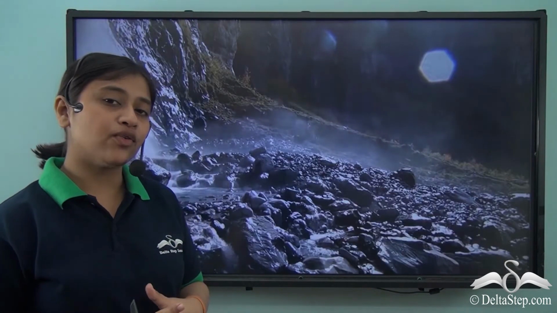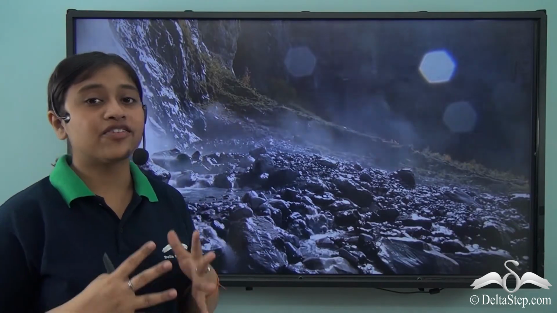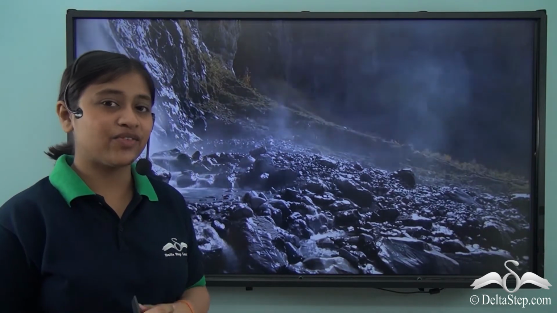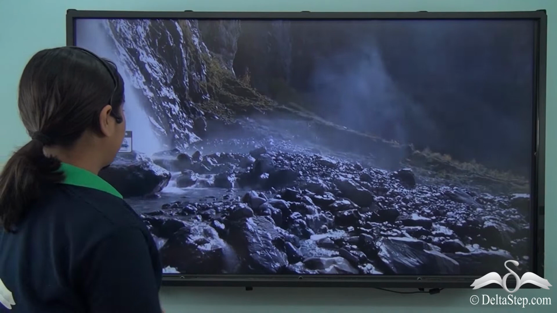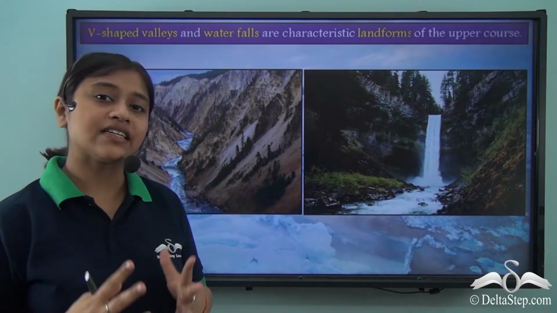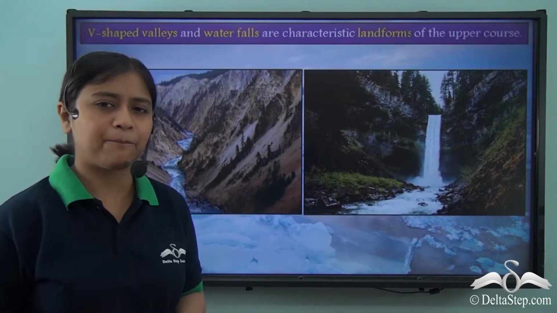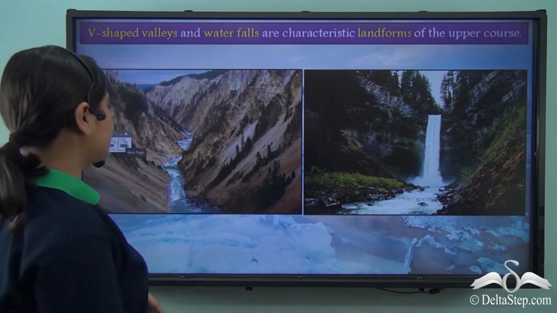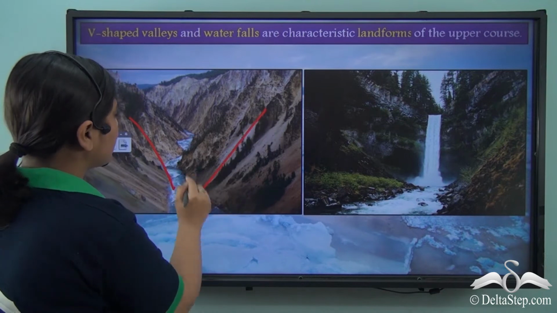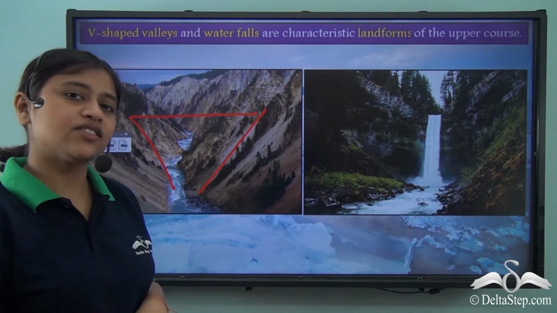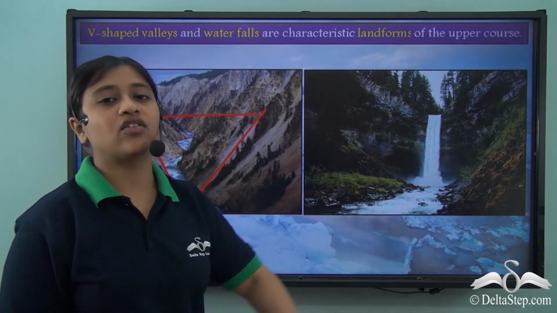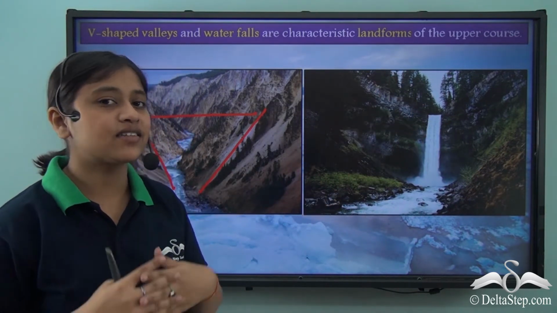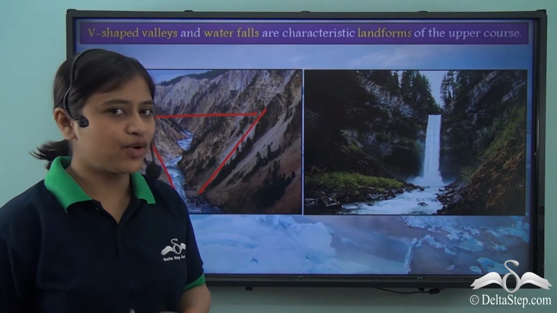So in the upper course, where it has its beginning, the river is very cheerful and has a lot of energy, right? So now there are characteristic landforms in the upper course. And what are these? These are the V-shaped valleys. As you can see here, these are the V-shaped valleys through which it is crossing, and it also has waterfalls. Right, so these two are characteristic landforms in the upper course.